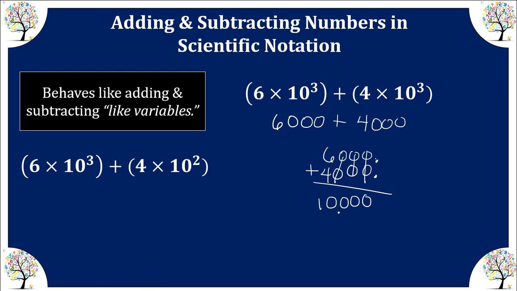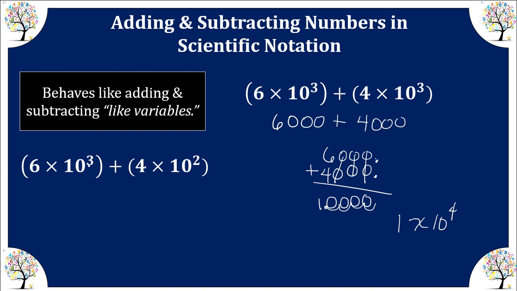Now we have to convert this back to scientific. So our coefficient is 1. The decimal was moved 1, 2, 3, 4 times. So it's 1 times 10 to the 4th. Okay, let's try this next one.